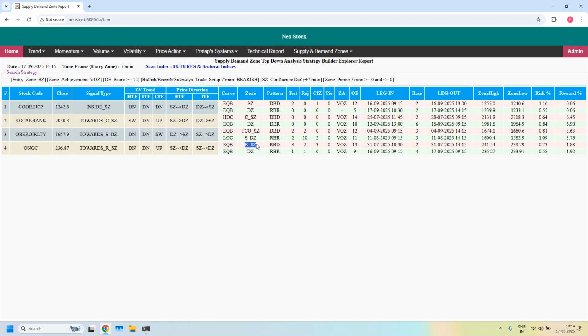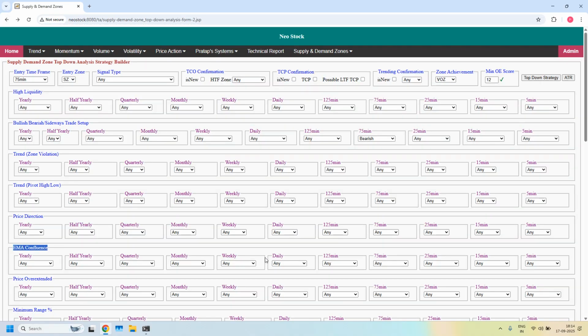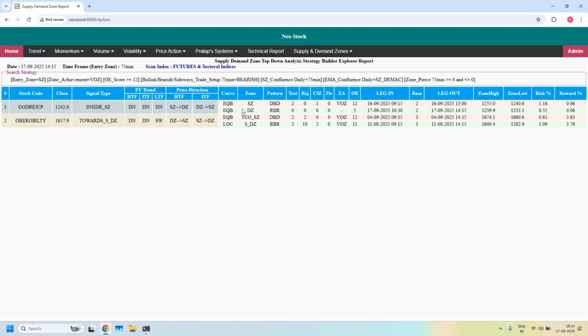In all the 4 stocks, these 75-minute supply zones are overlapped with daily supply zones. And also ITF trend, which is daily trend, is a downtrend in all the stocks. We can further filter based on daily supply zone having daily EMA confluence. Daily supply zone with daily EMA, because daily trend is a downtrend. So we got 2 stocks. So these two 75-minute supply zones might have a higher probability of success, provided less than 20 checklist items are satisfied. Otherwise, there are higher chances of zone violation.